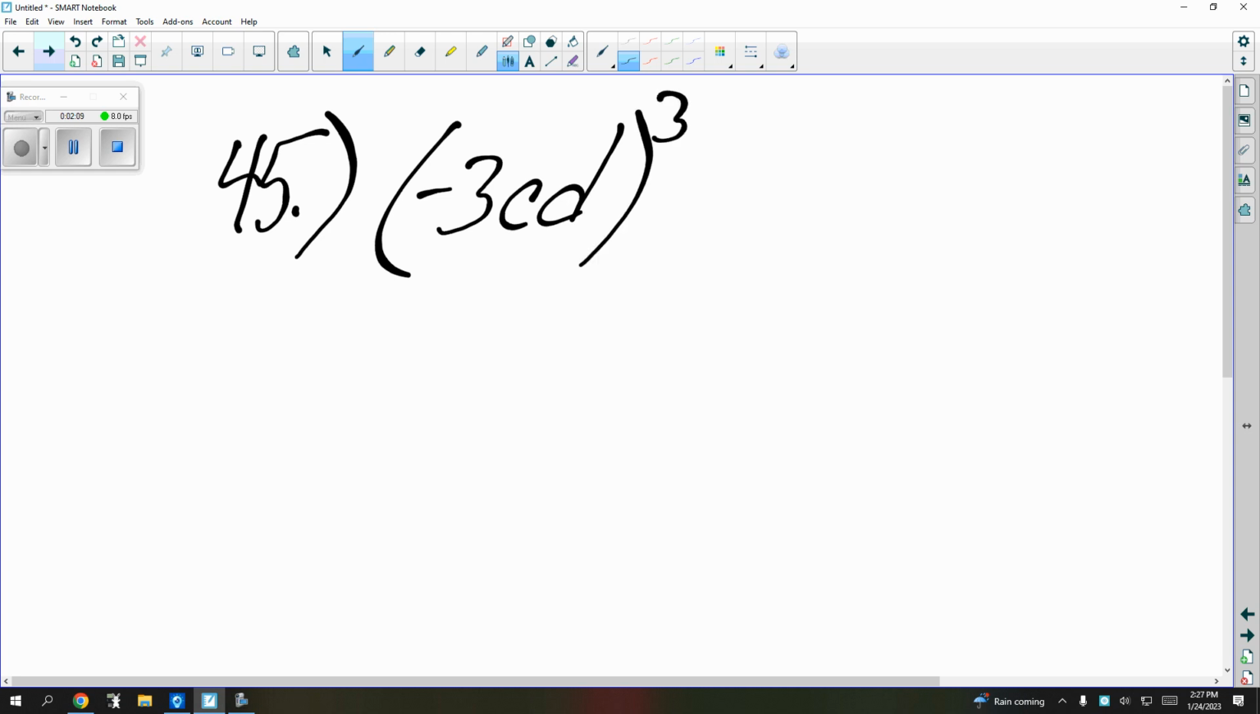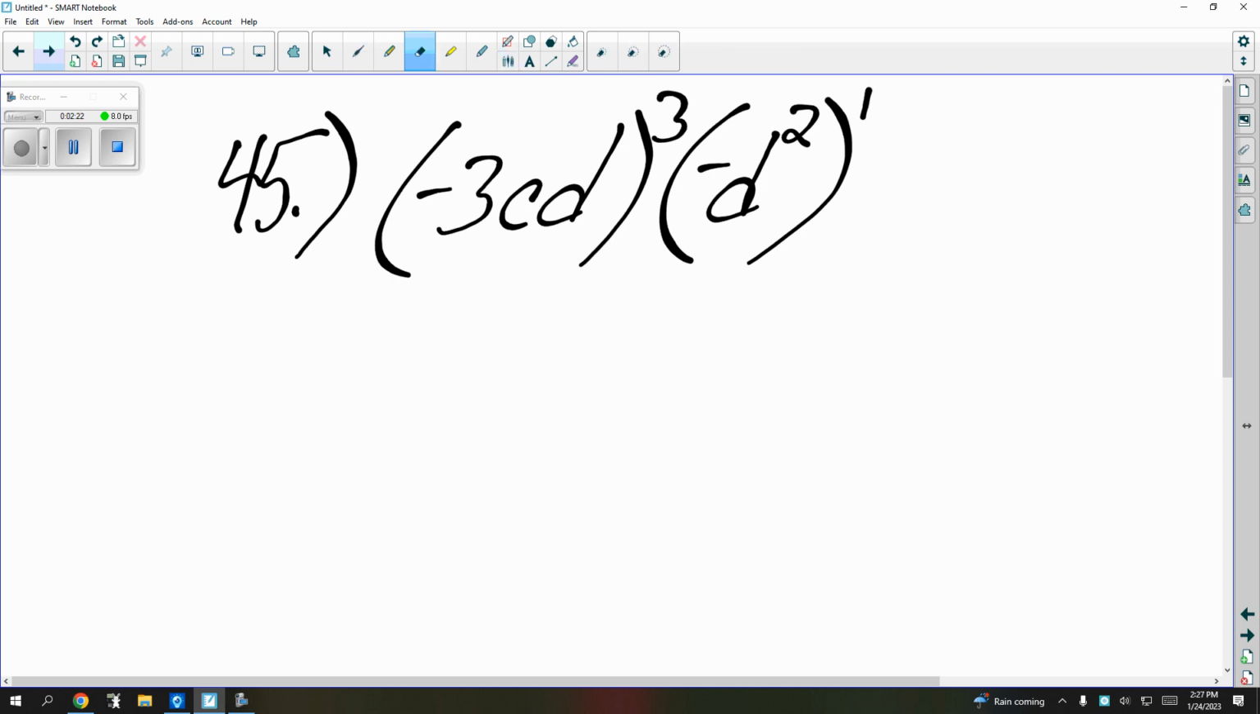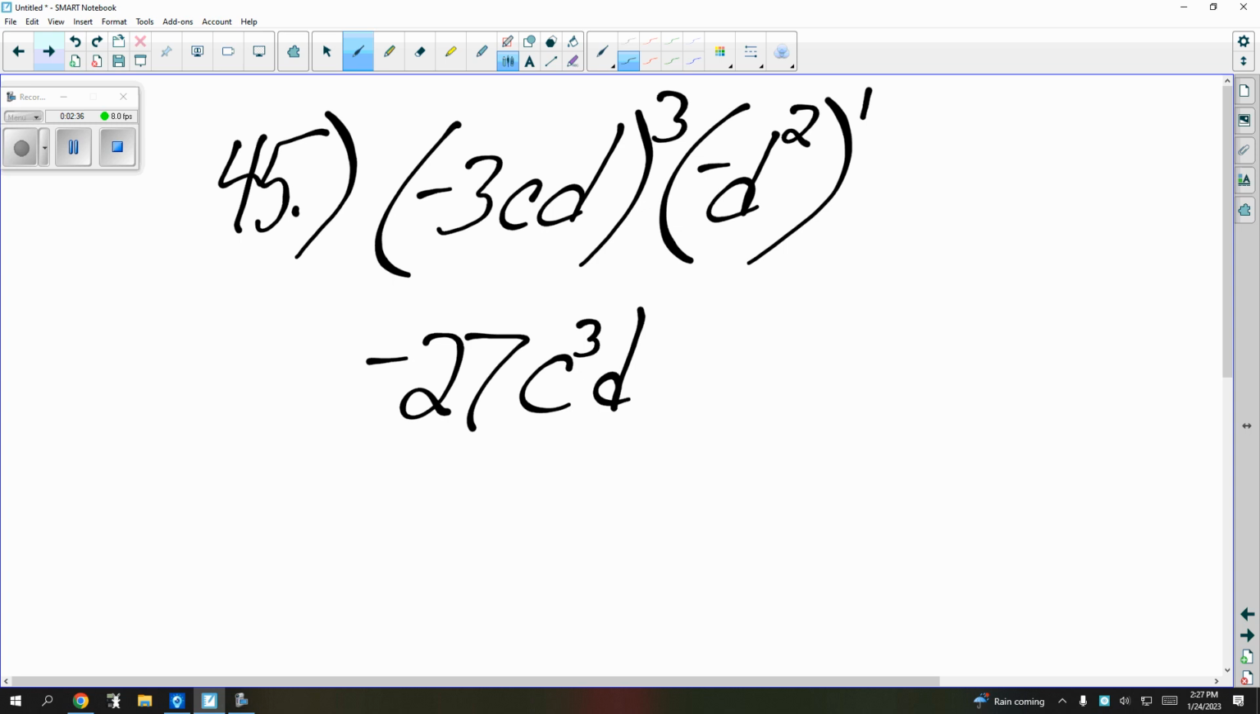Here is, okay, what it looks like. The second term really didn't need to be in parentheses. If you want to think of it, it's really to the first power, but you don't even need that, do you? No. So it's going to be -3 times -3 times -3 is -27. Then it's going to be C cubed, D cubed, and then it's going to be times -1 times D squared. Okay?